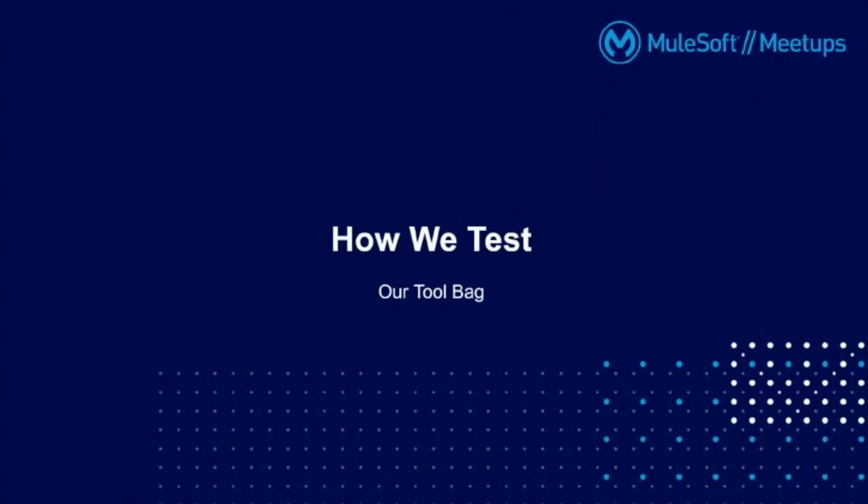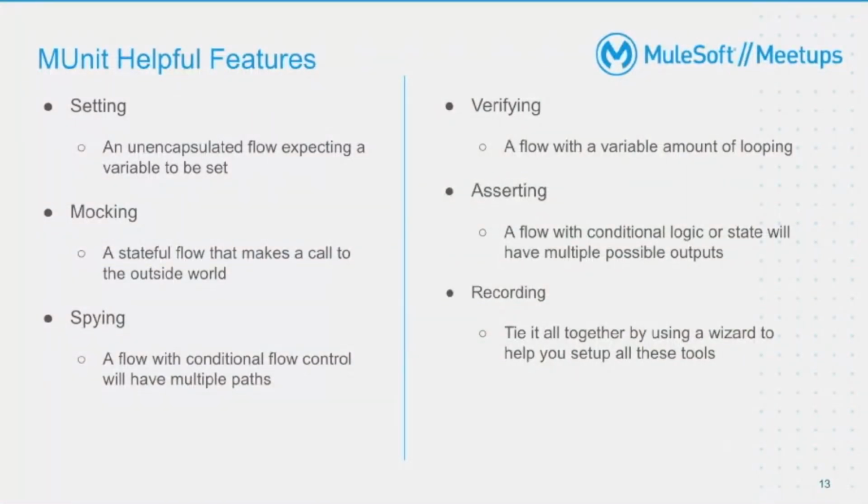Next is how we test. What tools does MuleSoft give us with MUnit so that we can write good tests that help us? Well, they give us the capability to set things. So for example, if I have a flow that has a database query and that query expects a parameter, say an ID, well, when I run the test, the variable is not going to have been set anywhere. If you're calling that flow that has the database query, it expects the variable to be set before you enter the flow.